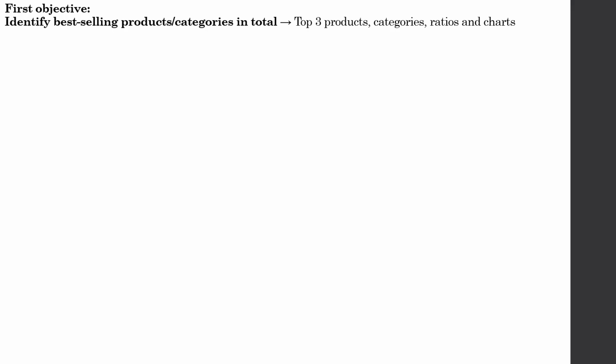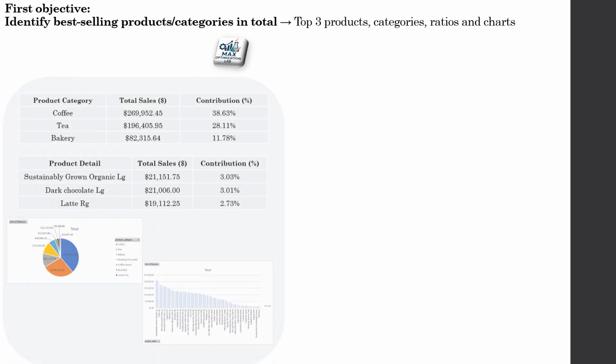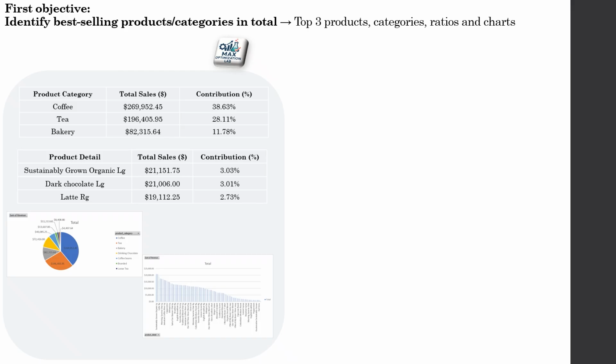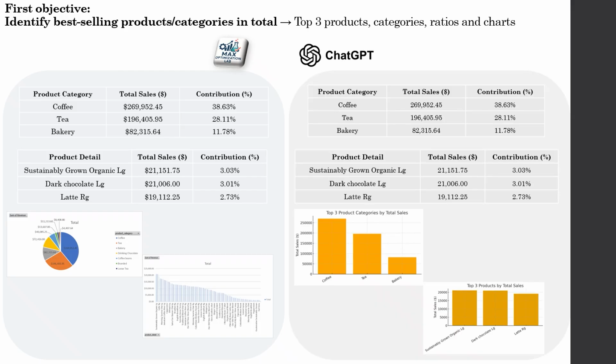The first objective was to identify best-selling products or categories as a total. So we're looking for the top 3 products, categories, and their contributions per each group of products. Let's see first my own answers. I drew this from Excel, and let's see ChatGPT's answers. As you can see, the answers are similar, so we're gonna give ChatGPT a complete mark in the first objective.